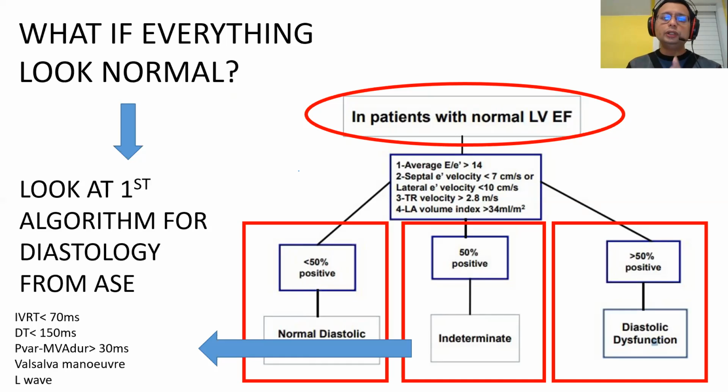I remind you again. What if everything looks normal? You have to use this algorithm first to determine whether the patient has diastolic dysfunction or not. If they don't have diastolic dysfunction, you stop. If they have diastolic dysfunction, you go ahead to algorithm 2 to determine whether the LA pressure is elevated or not.